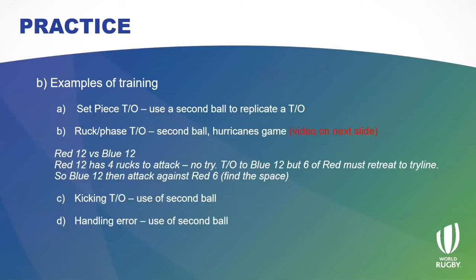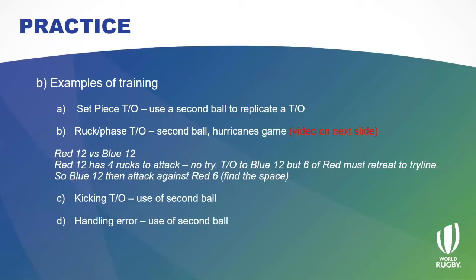Kicking turnover, you can use a second ball. Handling area, you can use a second ball. Try to vary it as much as you can. You can vary where you use the second ball. You can use it at the source or use it away from the source. Use another cage with a second ball to replicate that unstructured, chaotic part of the game.